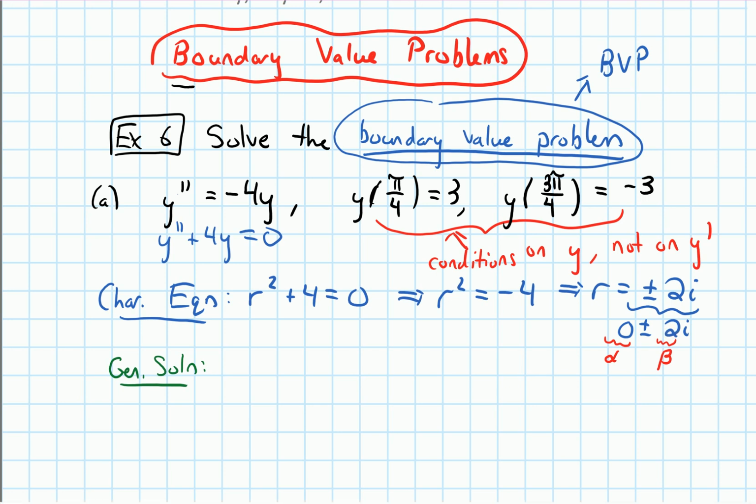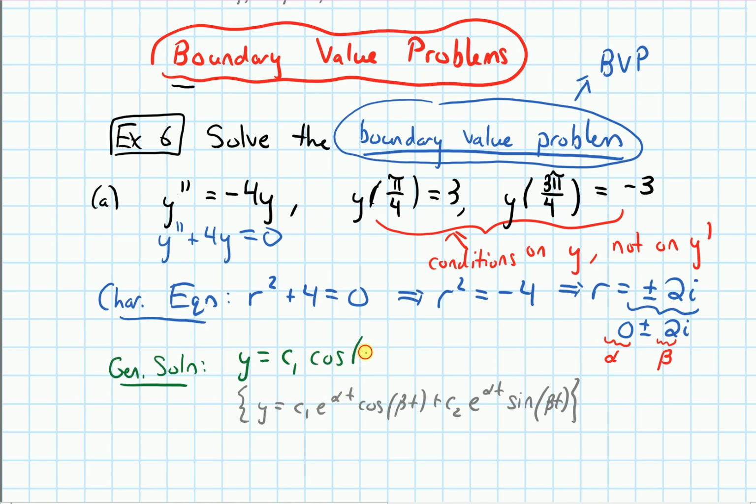Remember that the general solution, when we have two complex roots like this, looks like y equals c1 times e to the alpha t cosine of beta t plus c2 e to the alpha t times sine of beta t. Plugging in for our specific problem, we get y equals c1, but alpha is 0 for us, so e to the 0t is just 1, and we don't need to write that. We still have cosine of beta t, and beta is 2, so 2t. The next term is plus c2, the e again goes away because it becomes 1, and we still have sine of 2t. So that's our general solution.